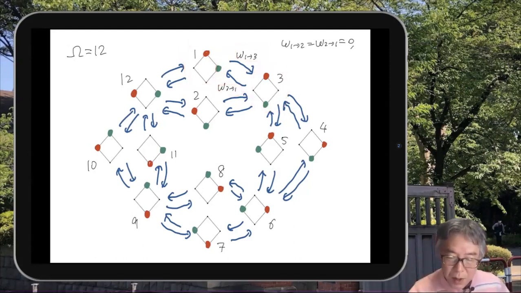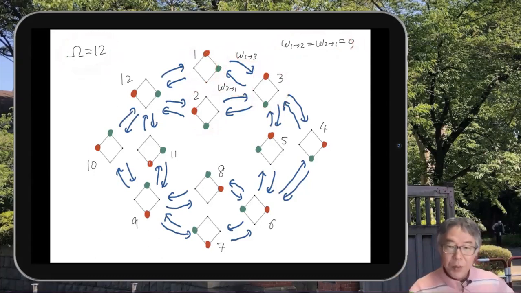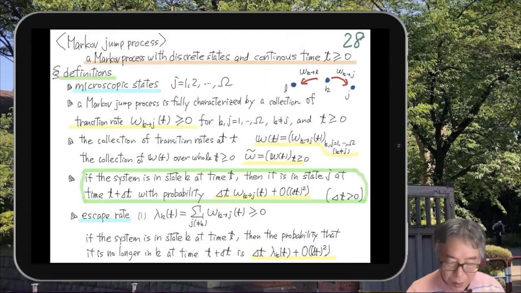In this case, there is no direct jump from 1 to 2. So we see that omega 1 to 2 or omega 2 to 1 is 0. This is a very small system with 12 states. But of course, our discussion is not limited to small systems. We can consider a similar lattice gas system with many, many particles and a huge number of omega. But mathematically, everything is the same as long as omega is finite, and we only consider the case with finite omega. But this is an easy picture, something you should have in mind.